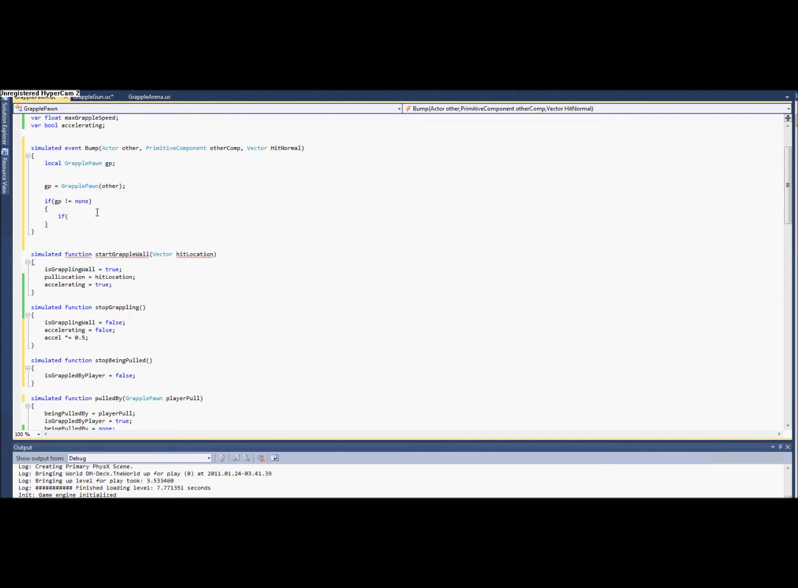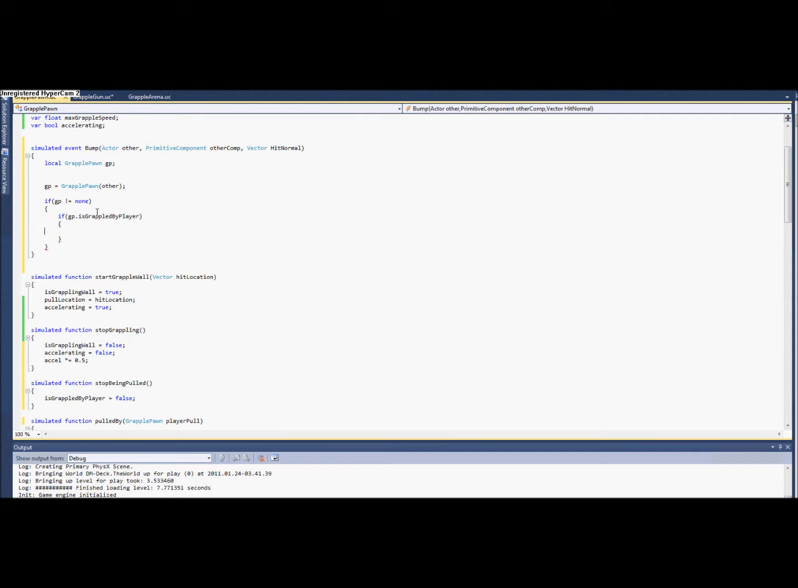If they are being grappled, if they're being grappled by player, then we want to do something. Otherwise, we don't want to do anything if they collide.